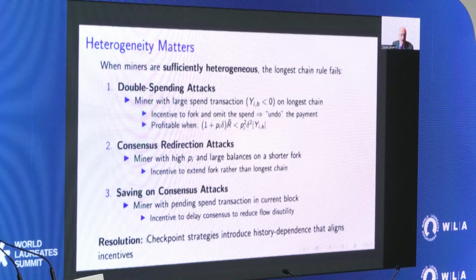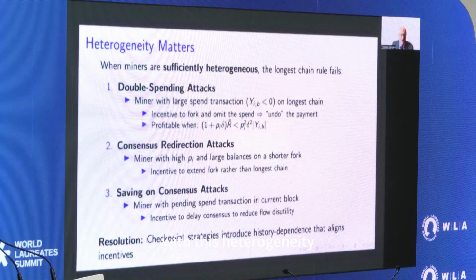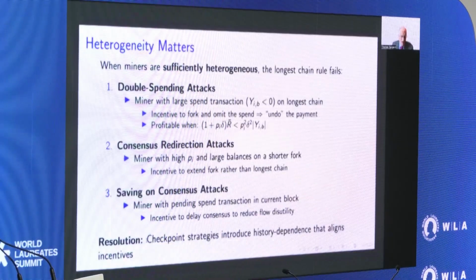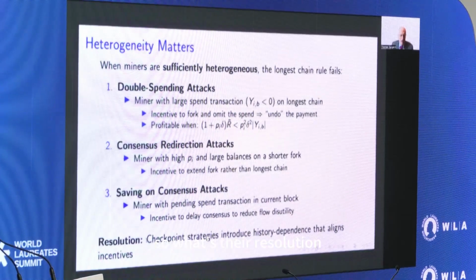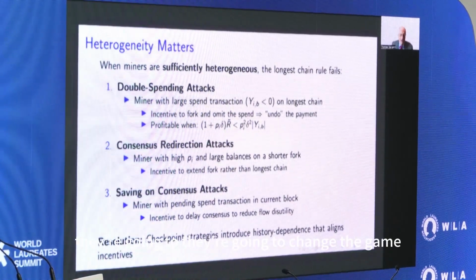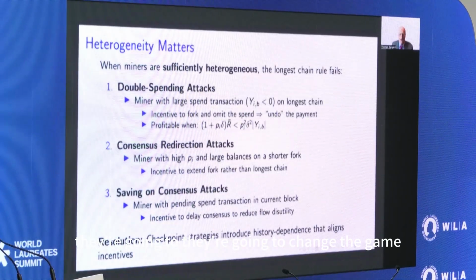So which type of people want to deviate? Their models will tell you, with this heterogeneity, that some types will want to deviate in some ways and some will deviate in other ways. So they have a model of these malicious actors, profit-maximizing actors. I'm calling them malicious, that's my term, that are rendering the chain vulnerable, and their model will tell you which types these are. So what's their resolution? They're going to change the game.